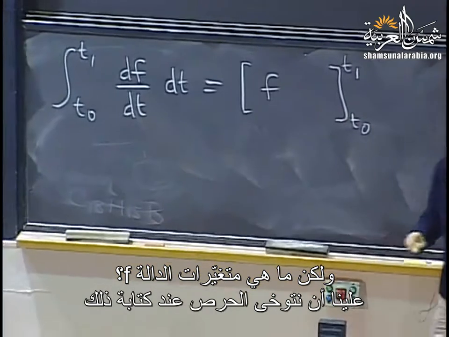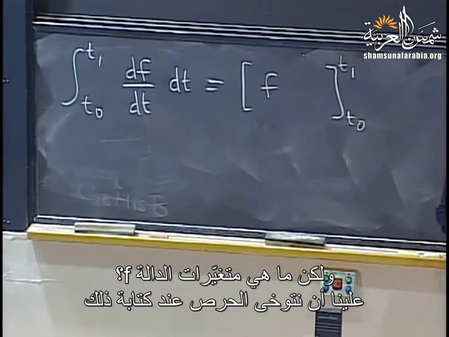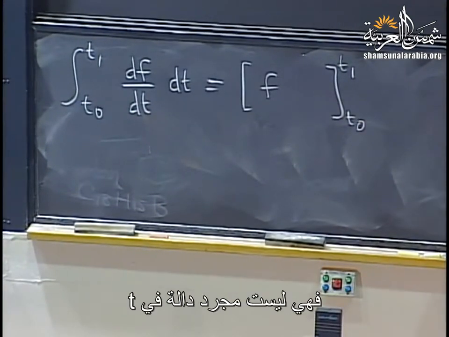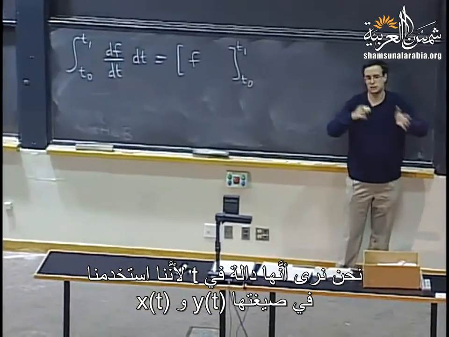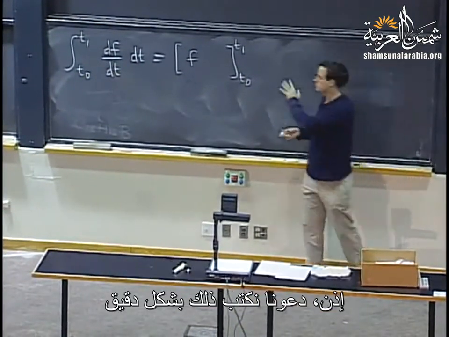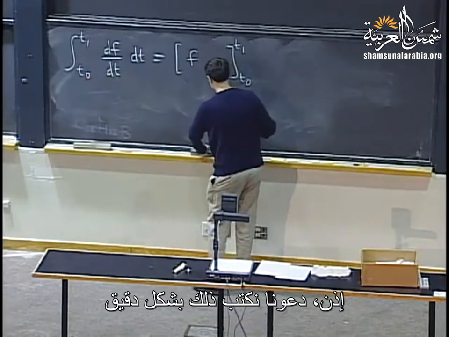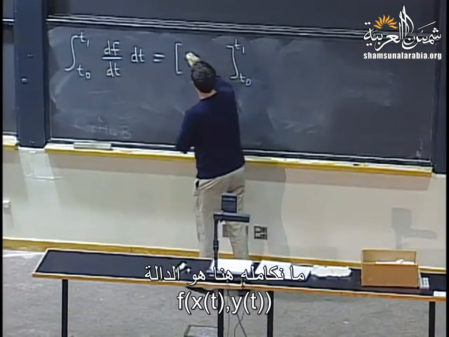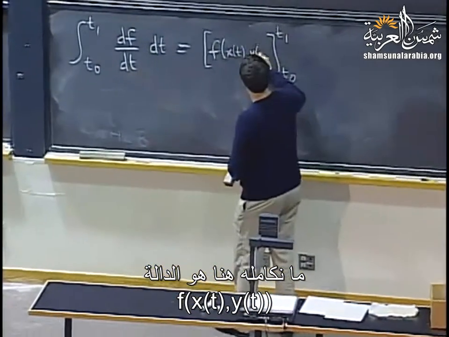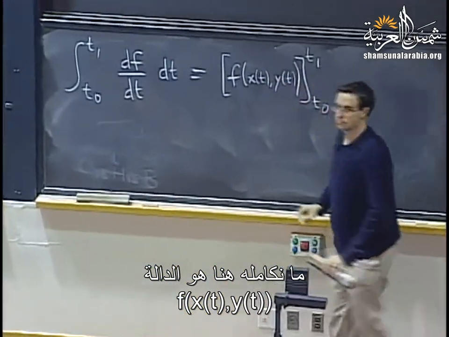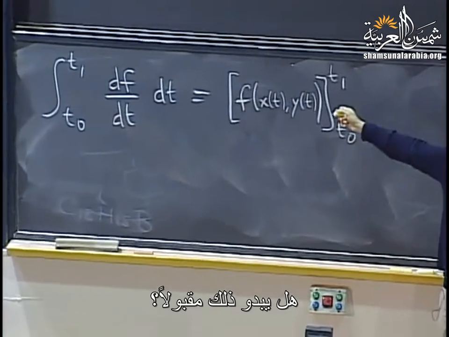F of what? We just have to be a little bit careful here. Well, it's not quite f of t. It's f seen as a function of t by putting x of t and y of t into it. So let me write that down carefully. What I'm integrating to is f of x of t and y of t. Right? Does that sound fair?